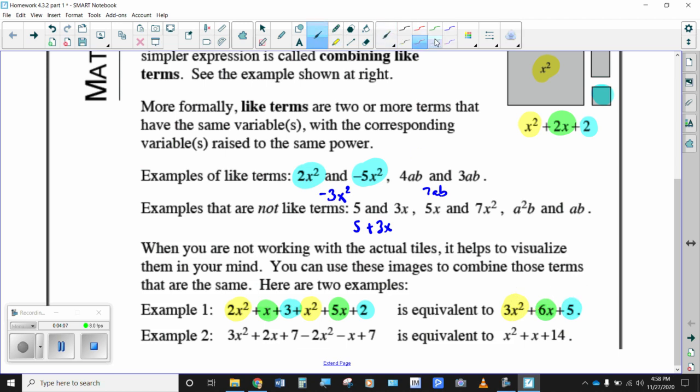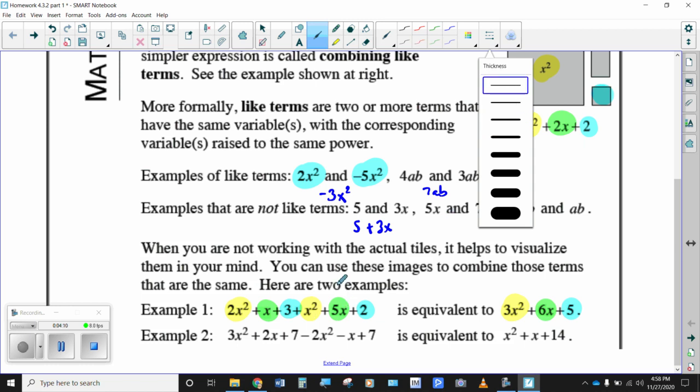Now, if you do not have access to highlighters, and you want to use a different method, this is what I did when I was in high school.